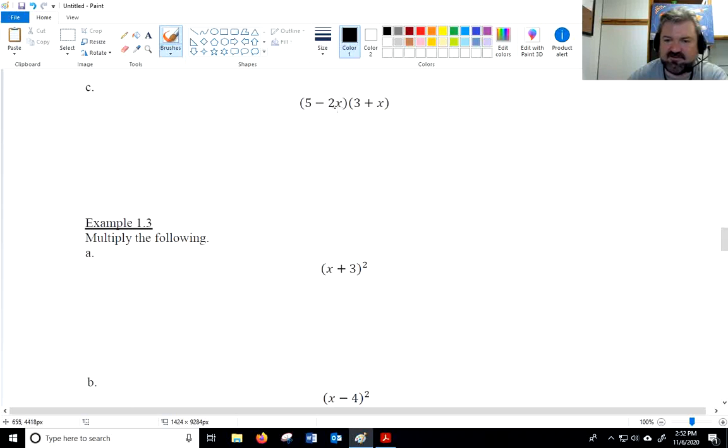And then down here, 5 times 3 is 15. 5 times x is 5x. Negative 2 times 3 is a negative 6x. And then a negative 2x times x is a negative 2x squared. So we have negative 2x squared minus x and plus 15.